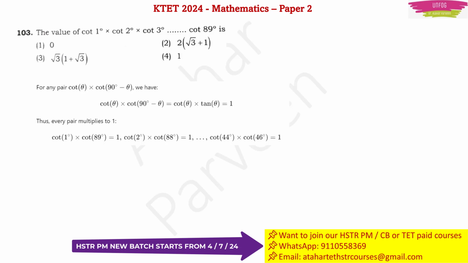Cot 1 degree into cot 89 degree also will be 1. In the same way, cot 2 degree into cot 88 degree also will be 1, because it is in the same form as cot theta into cot 90 minus theta. Okay, that logic you should apply here, and that's the reason why everything will be 1 and the answer also will be 1.